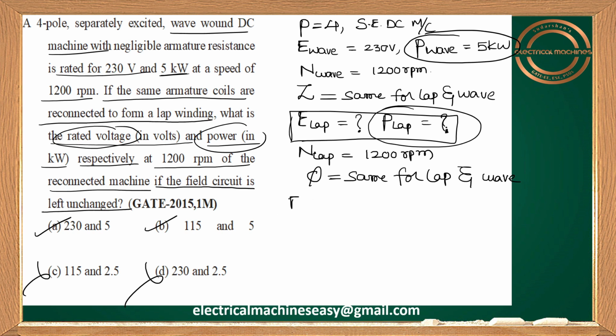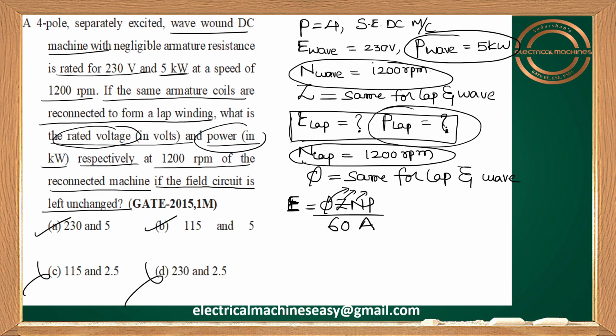Okay. So tell me, guys, what is the formula for induced EMF in a DC machine? E = pi Z N P by 60A. He said in the question that flux is constant, and the number of conductors is also the same. Speed is also constant. The speed has been 1200 rpm, and here also the speed is 1200 rpm. So speed is the same. And as usual, the number of poles, because the same machine is used for lap winding, so everything is constant here.